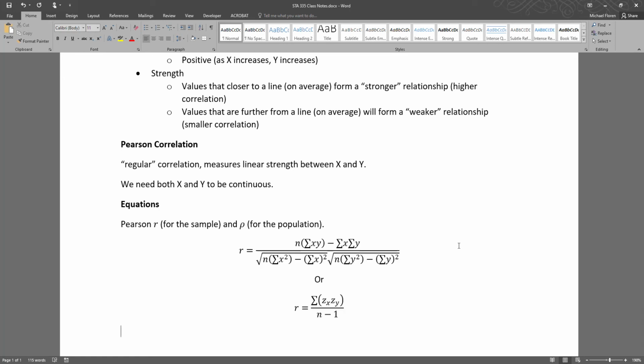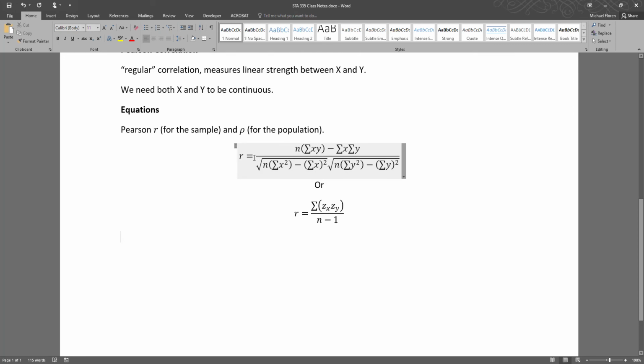And in fact, there are going to be two formulas here. The first is the traditional formula for the sample Pearson's correlation coefficient. That's going to be your sample size times the sum of xy minus the sum of x times the sum of y, divided by, now note that there's two square roots in the denominator, the square root of n times the sum of x squared minus the sum of x quantity squared times the square root of n times the sum of y squared minus the sum of y quantity squared.